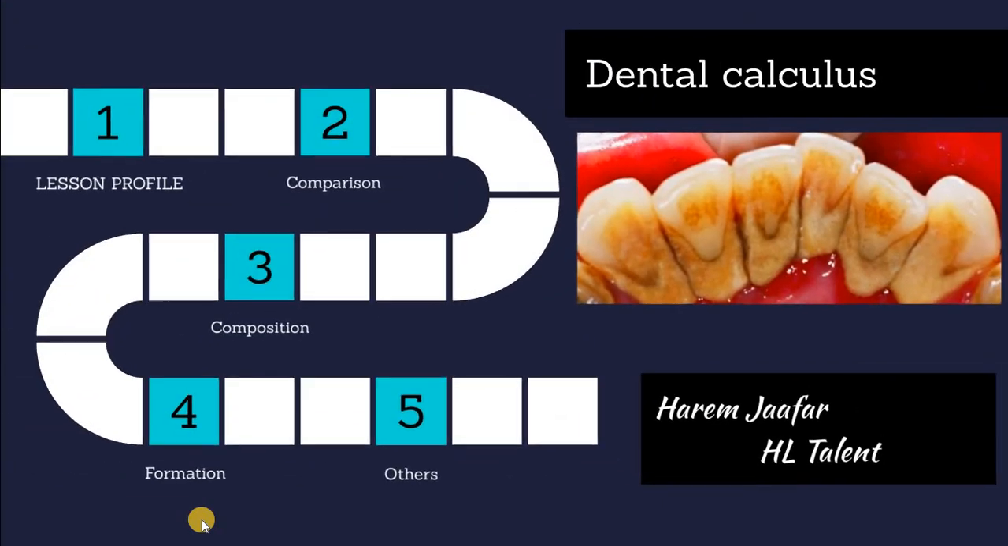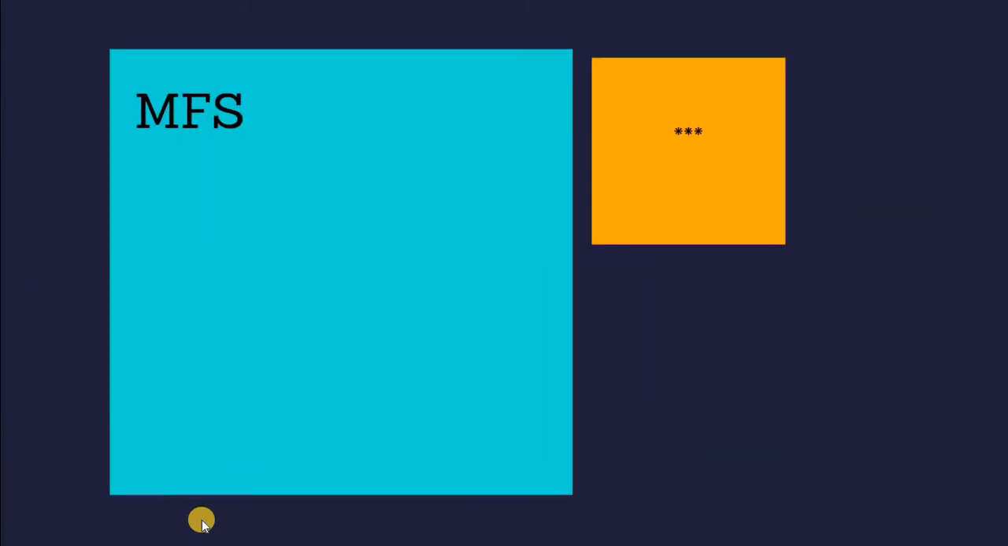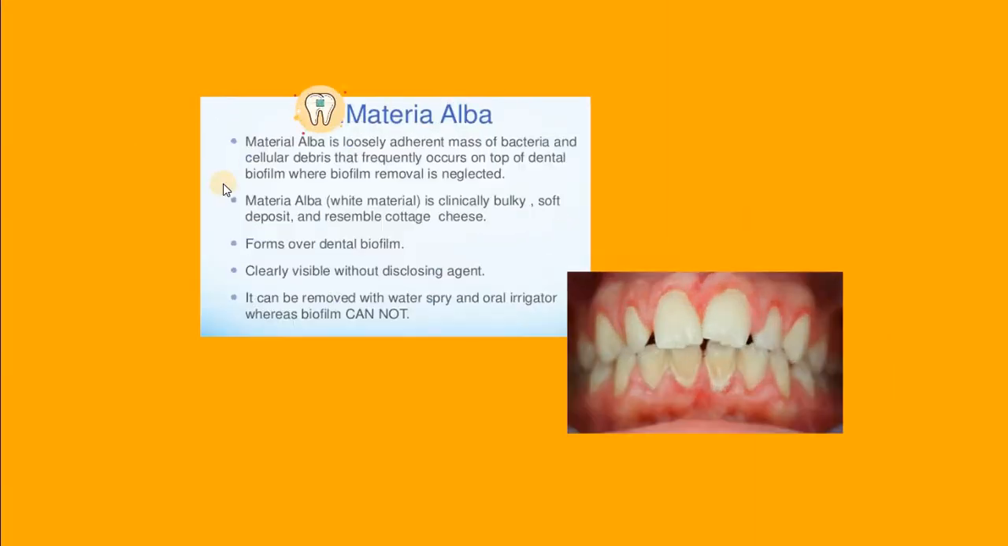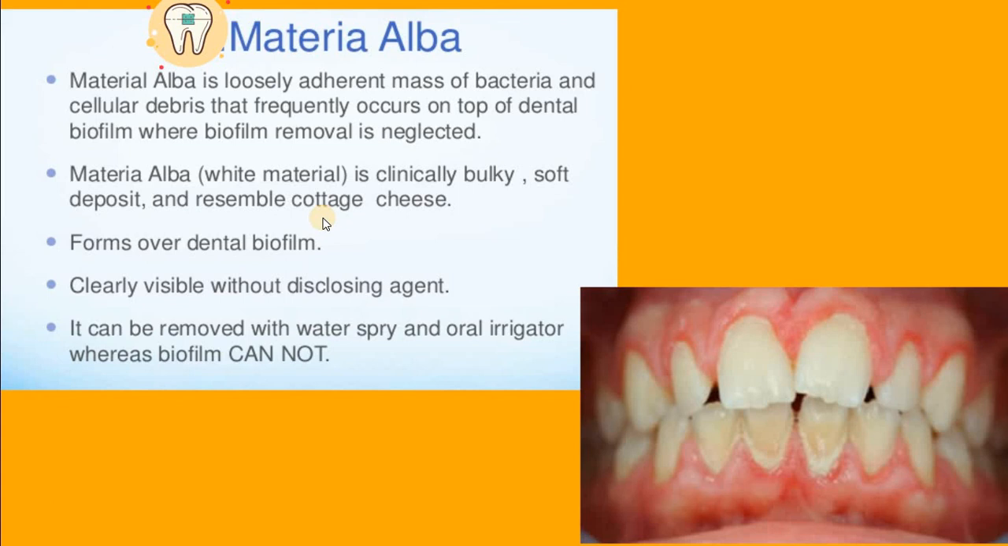We have other terms regarding materia alba, food debris, and stain. MFS: materia alba, food debris, and stain. Regarding materia alba, it's a loosely adherent mass of bacteria and cellular debris that frequently occurs on top of dental biofilm.